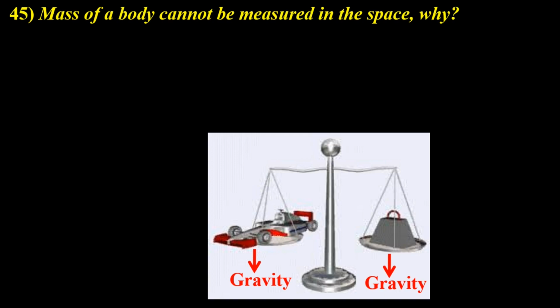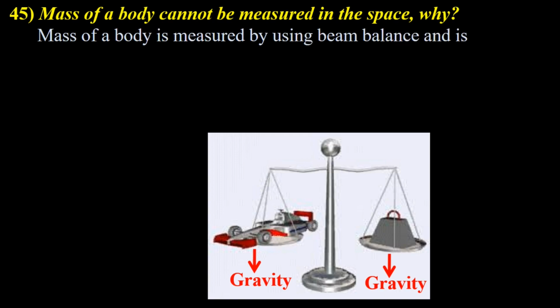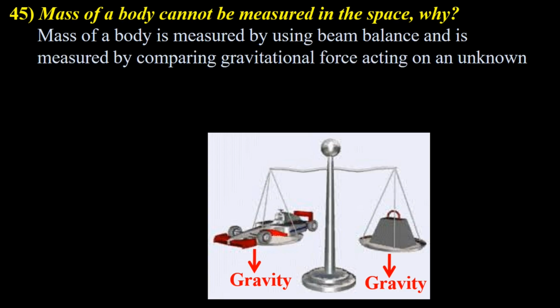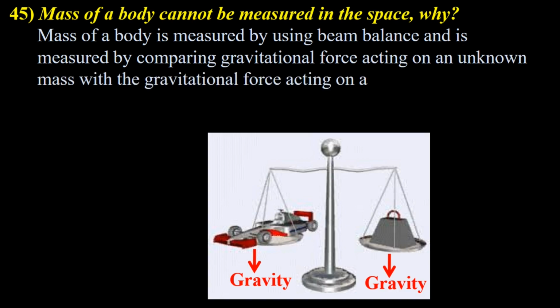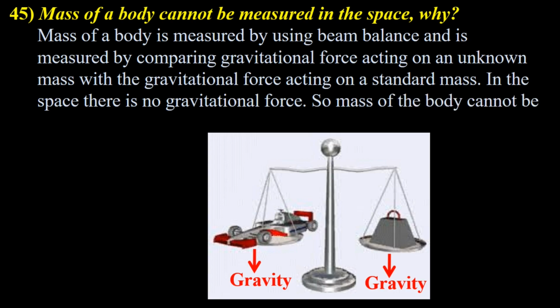We don't have to show all this diagram. This is just for understanding. Mass of a body is measured by using beam balance. And it is measured by comparing gravitational force on the earth, we can say gravity acting on an unknown mass with the gravitational force acting on a standard mass. In the space, there is no gravitational force, so mass of the body cannot be measured in this space. Okay, this is our answer. Now let's go to another.